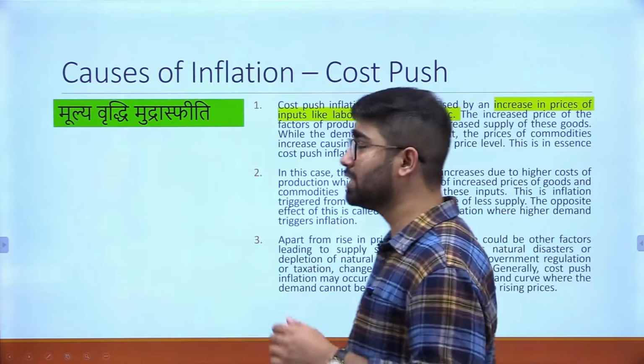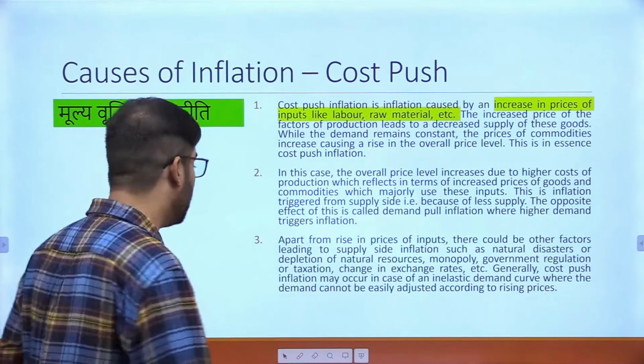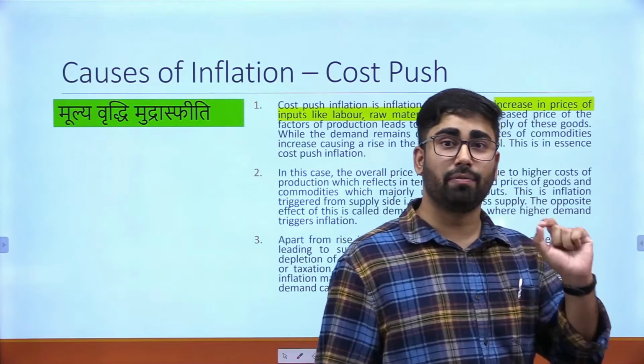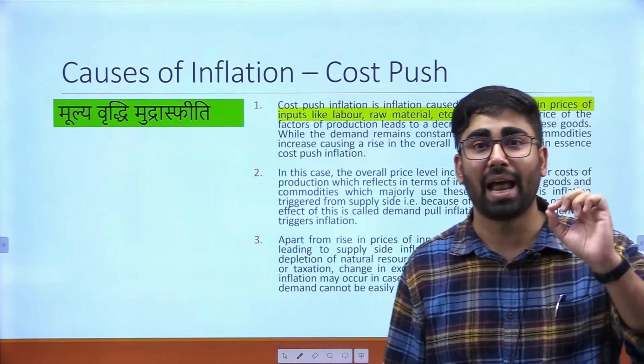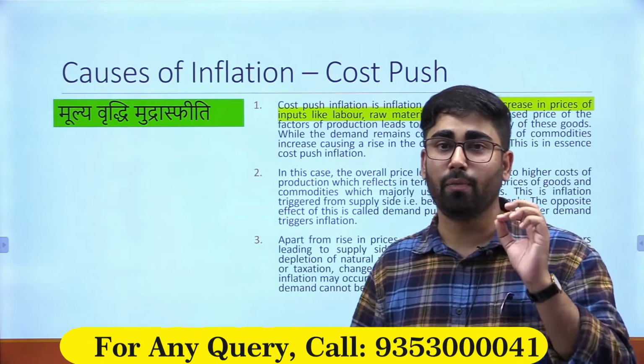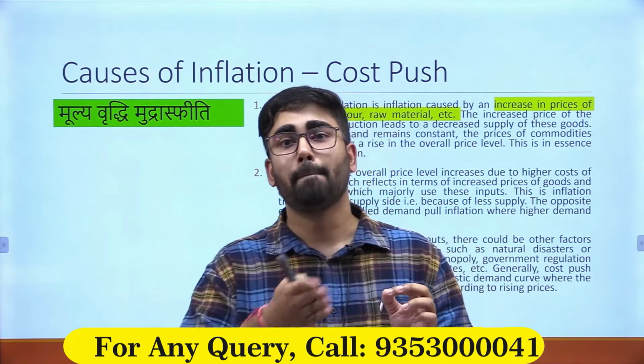The second is very important, cost push inflation. So cost push inflation is when the supply is not able to cope up with the demand. The supply is less. And why is the supply less? Why is the supply more expensive? Because of the backward integration.